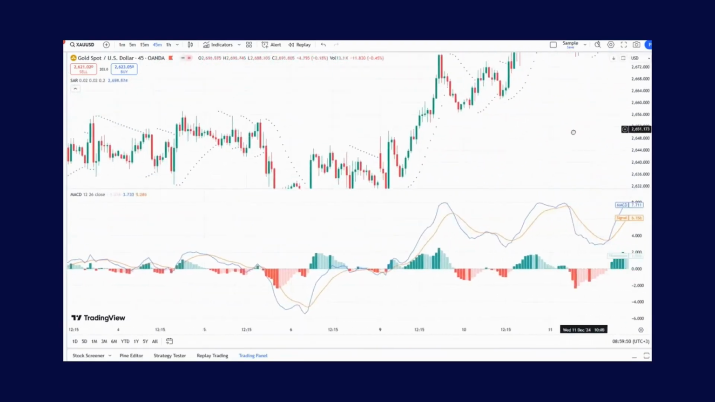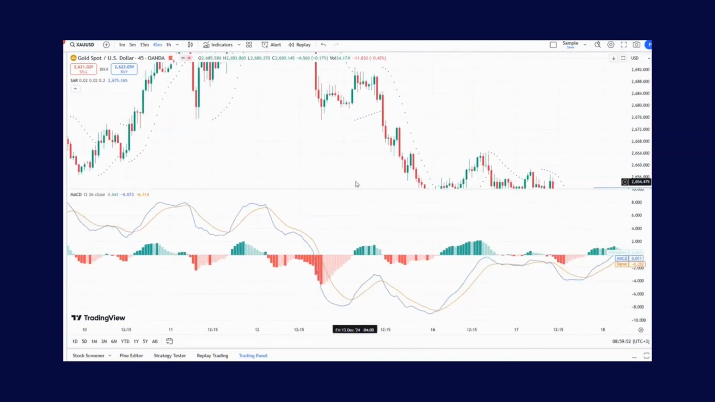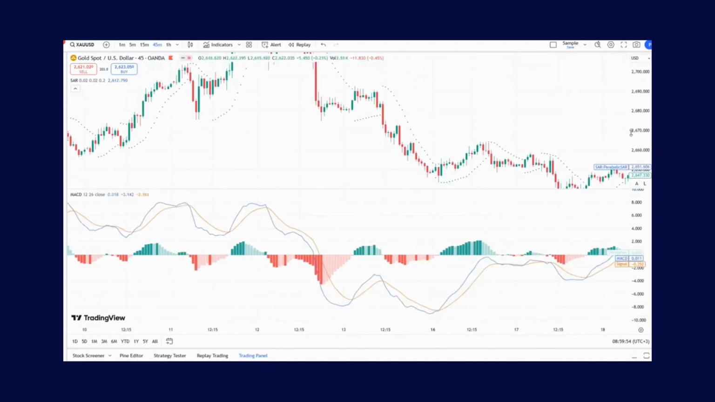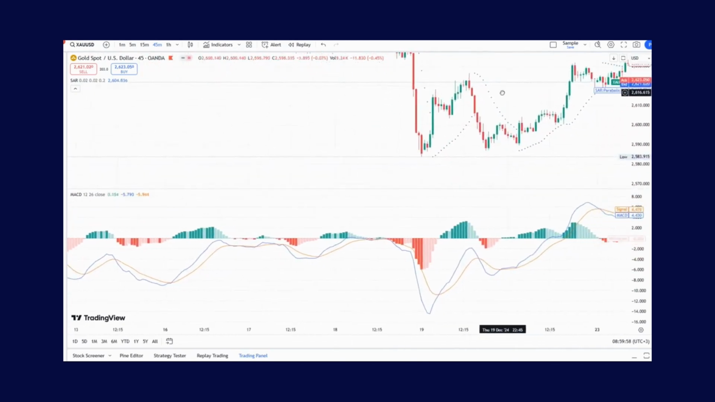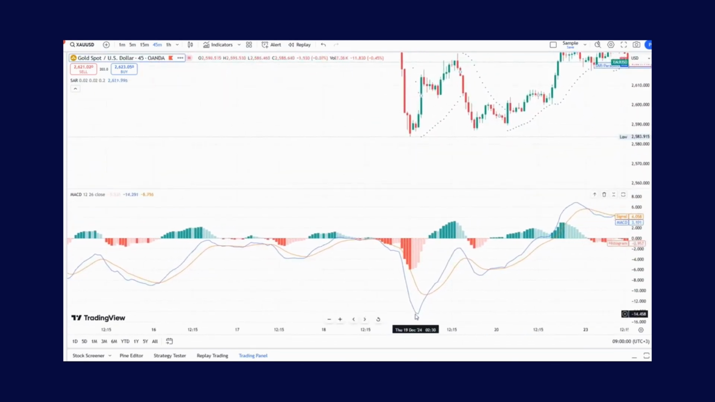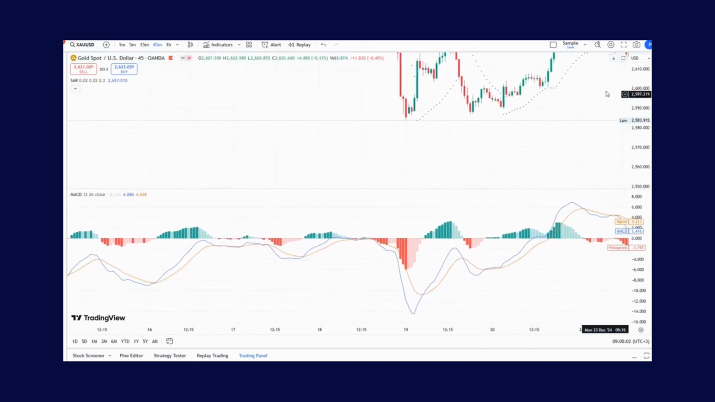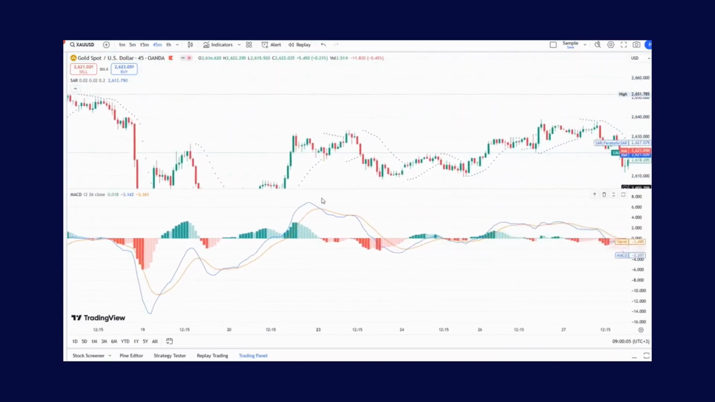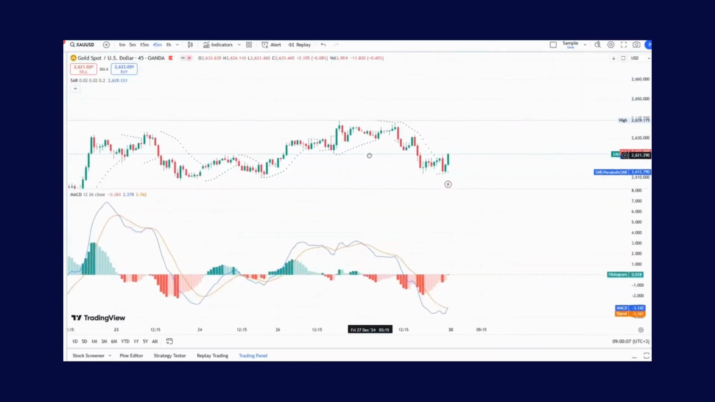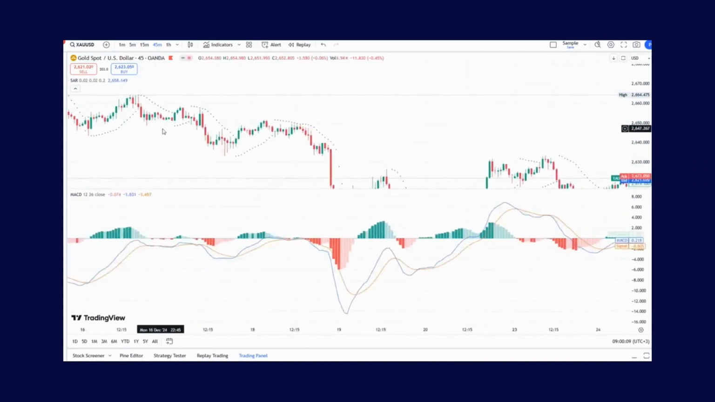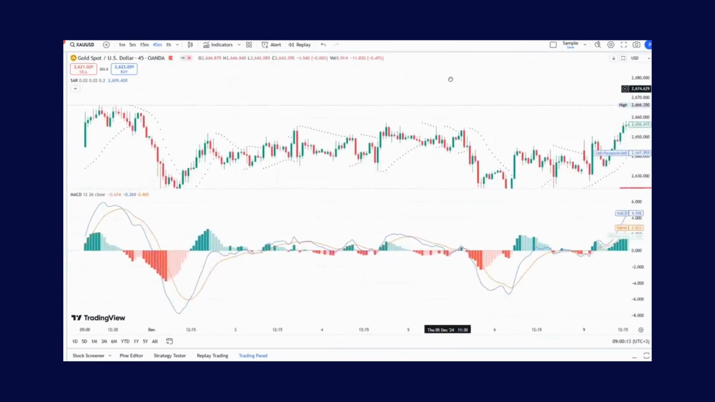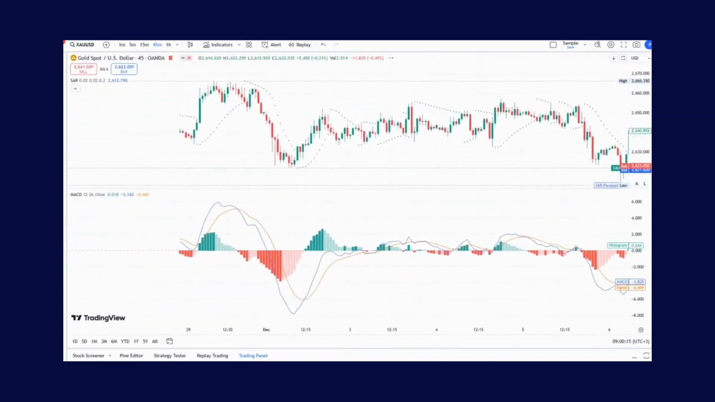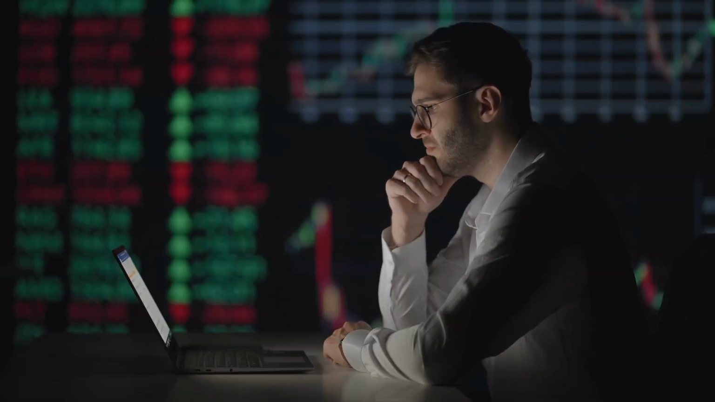The Parabolic SAR is a versatile tool that serves multiple purposes in trading, including trend identification, timing reversals, and setting stop-loss levels. Its ease of use and visual clarity make it a popular choice for traders across all experience levels. When used in conjunction with other indicators and in appropriate market conditions, the Parabolic SAR can significantly enhance a trader's ability to capitalize on trends and manage risks effectively.